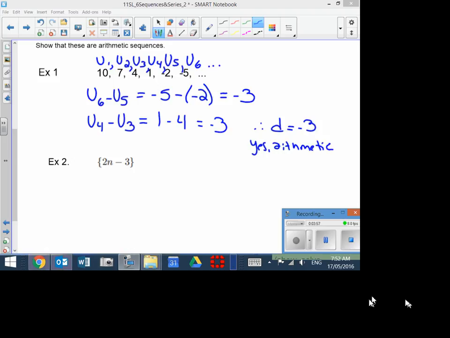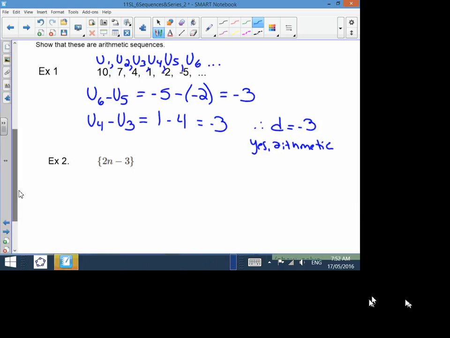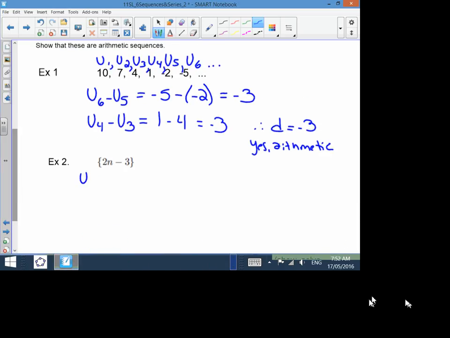And in this second example, we're given an expression to evaluate our different terms in our sequence. So for example, u sub 1 would be 2 times 1 minus 3. So 2 minus 3 gives you negative 1. u sub 2 would be 2 times 2 minus 3. So that would be 4 minus 3, which is positive 1. Let's go ahead and find u sub 3 and u sub 4.